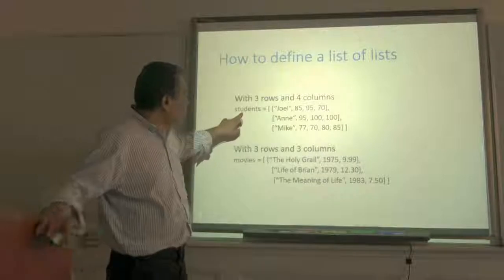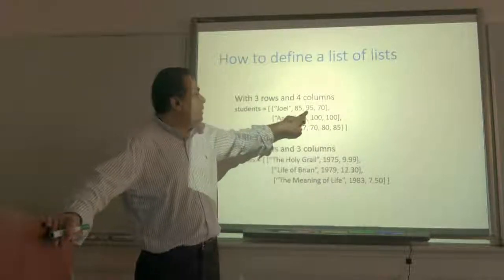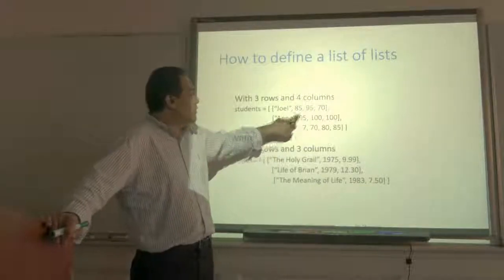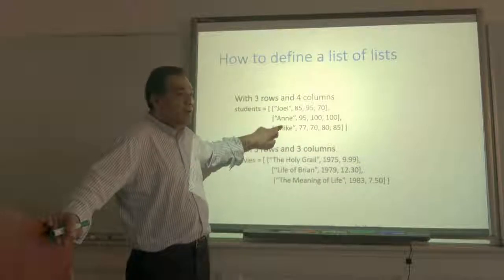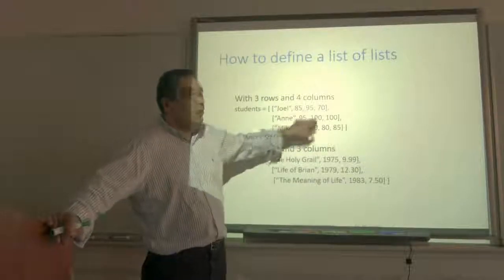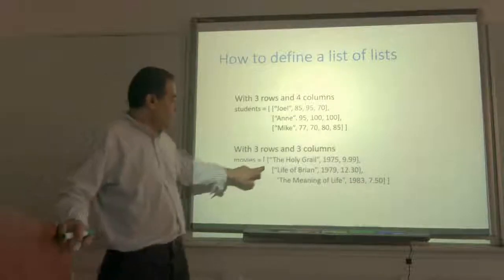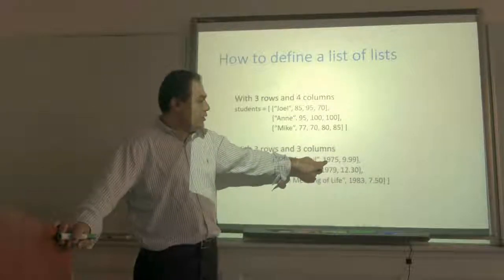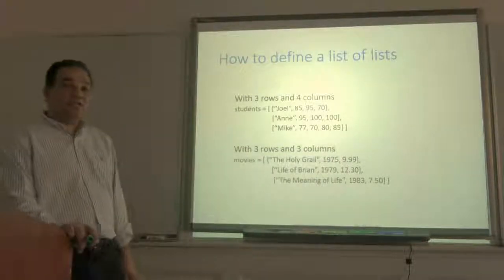So for example, in here, it's a 3 times 4. Joe, 85, 95, 70, 3 grades. And 3 grades, Mike, 3 grades. So how many rows do we have? 3. How many columns? 4. Now we have to learn, oh, this is movies, for example. So the name of the movie, year created, how much money made. Okay, list of the lists.